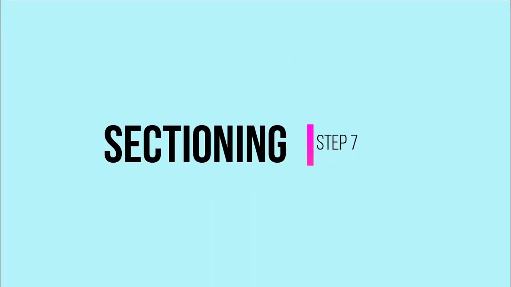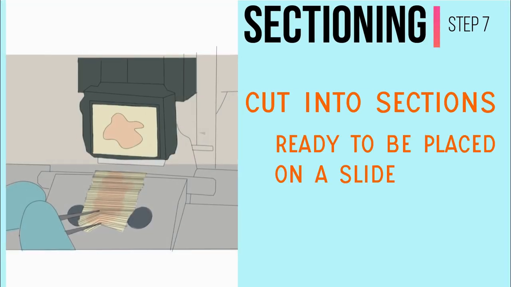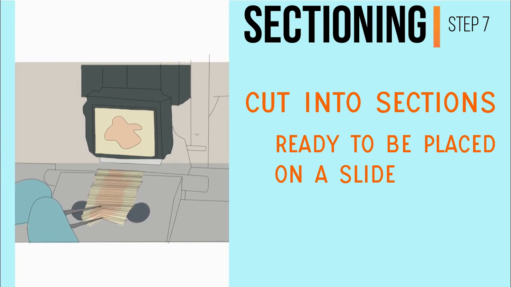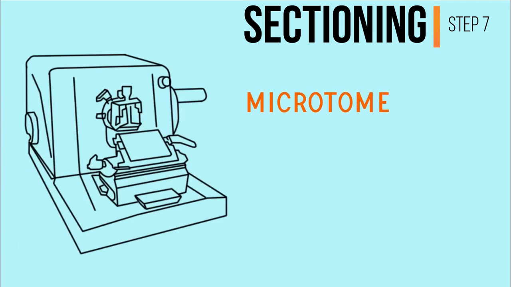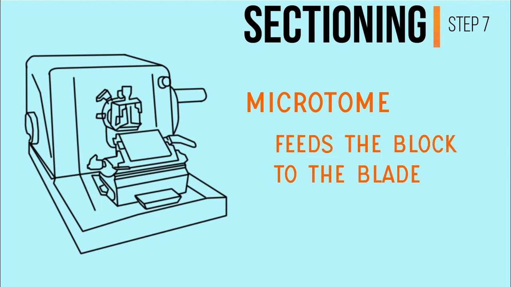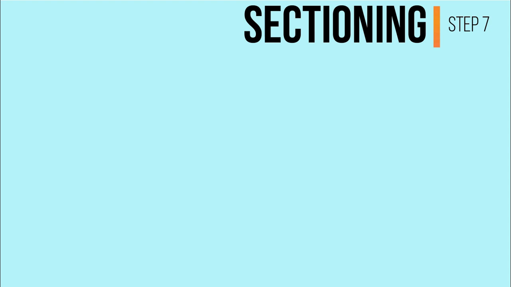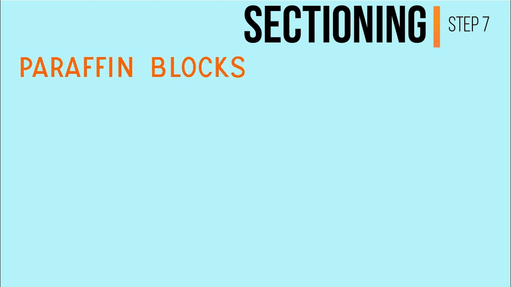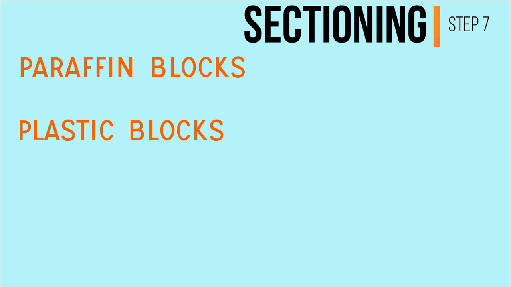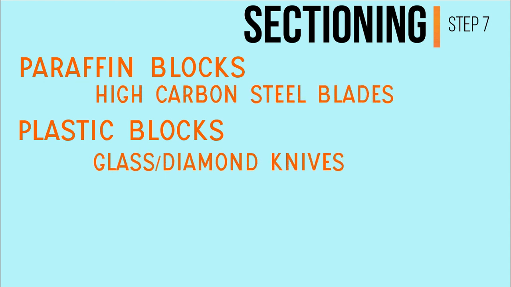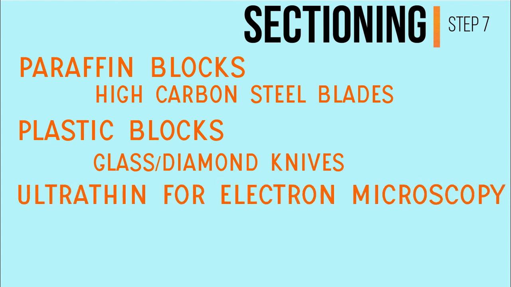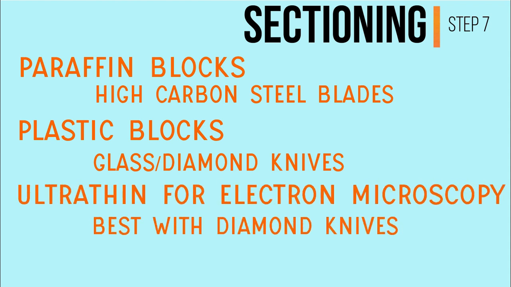Once the tissues have been embedded, they are cut into thin sections ready to be placed on a slide. This is done with the microtome, an apparatus for feeding the blocks past an ultra-sharp blade with micron-level precision. Paraffin blocks can be sectioned with high-carbon steel blades. Plastic blocks are sectioned with glass or diamond knives. A glass knife can section down to about 0.1 micron. Ultra-thin sections for electron microscopy are best done with a diamond knife.